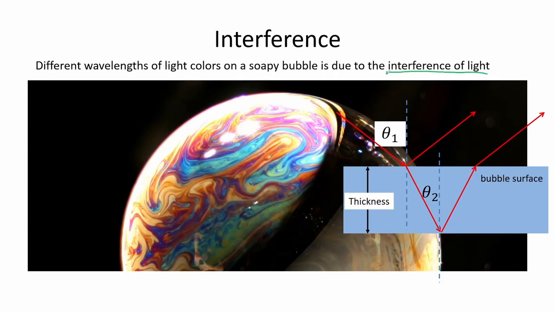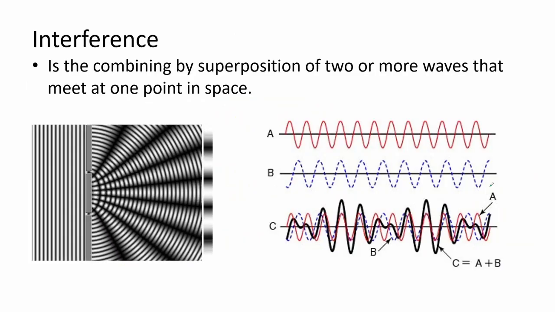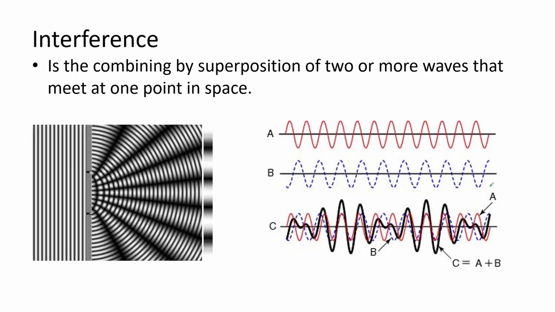The interference is due to the thickness of the surface of the bubble, where light reflects at the surface and at the interior surface, as shown here. Interference is the addition of two or more waves.